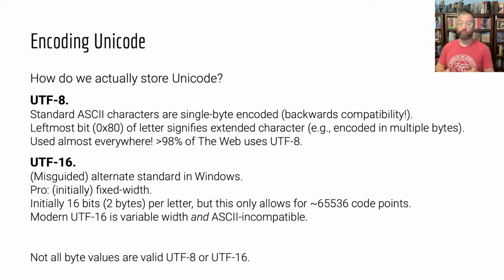UTF-16 originally was fixed width. They said, okay, well, hey, 256 isn't enough, but what if we give you 2 bytes, 16 bits, that is 65,536 potential values. 65,000 values should be enough for everybody, right? Well, they were until they weren't.